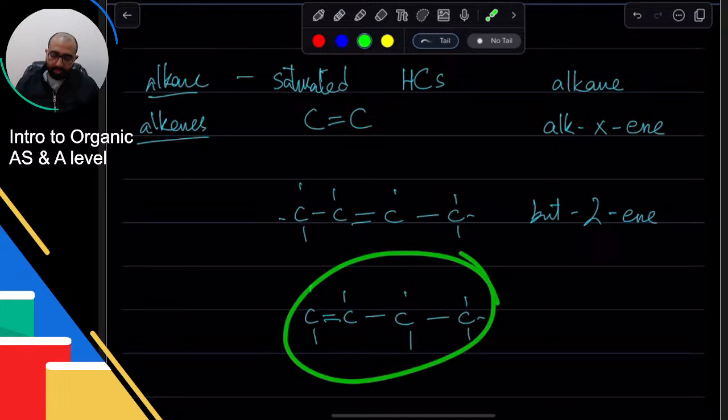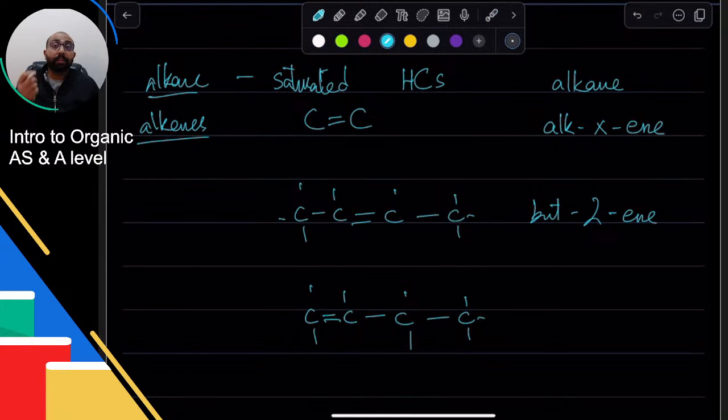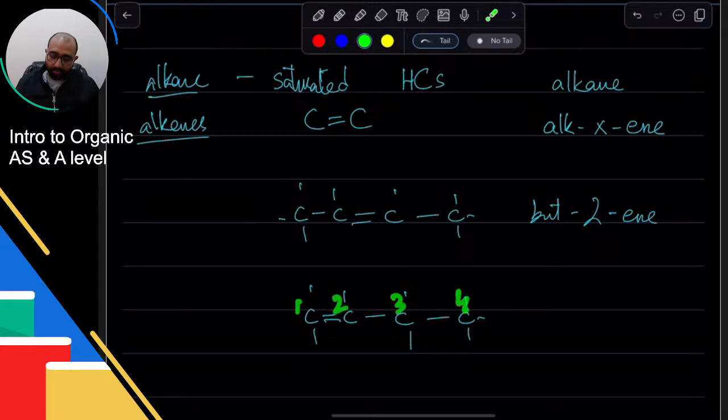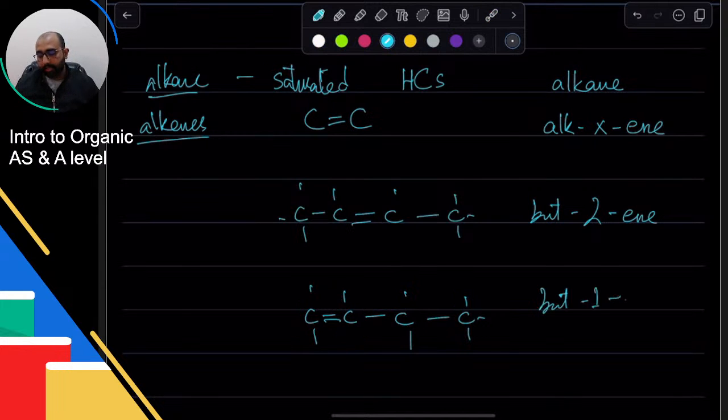Let's do this one. Let's number the carbons. So this is carbon 1, carbon 2, carbon 3, carbon 4. Which one has a double bond? Carbon 1 and carbon 2. What will we write? Will we write but-2-ene or but-1-ene? We'll write but-1-ene. Why? Because always go for smaller numbers. So that's how you name them.